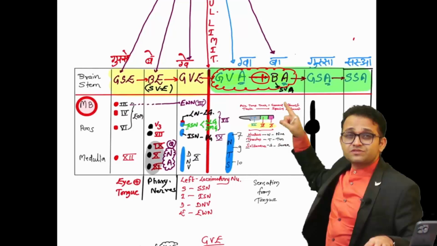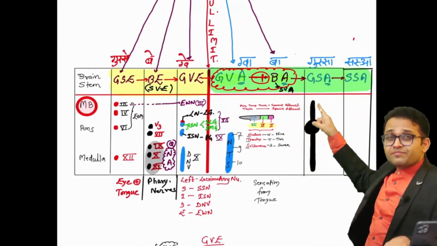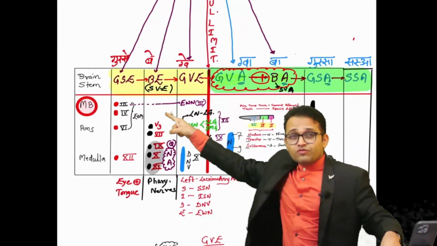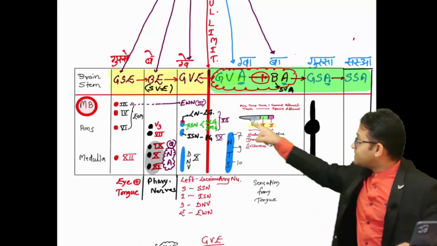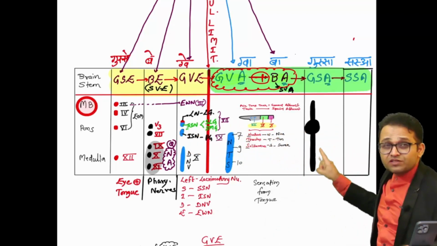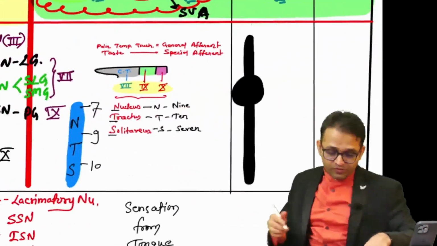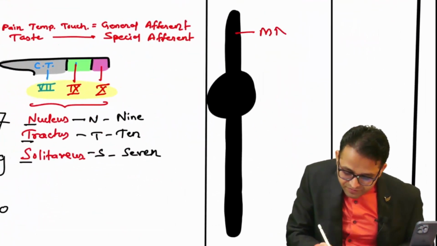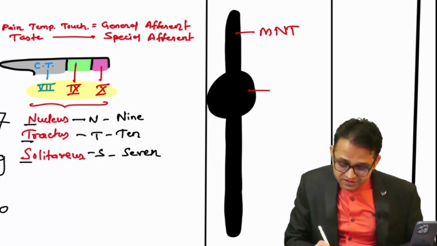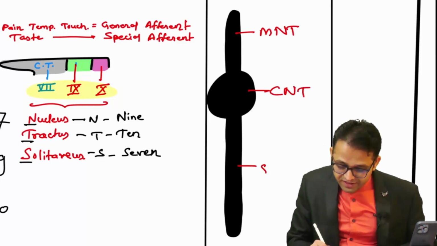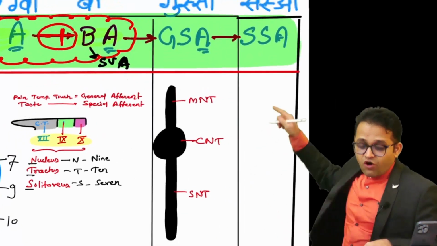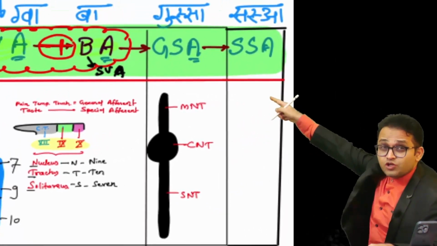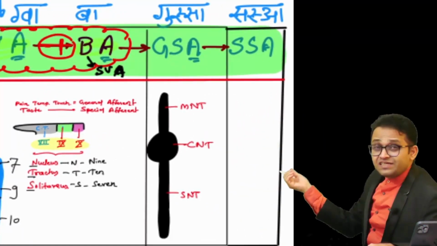So this is just our relative diagram. Upper part is the mesencephalon, the midbrain, the middle part is our pons, and this part is going to our medulla. So what you have to remember, this is our general somatic sensory nerve column.